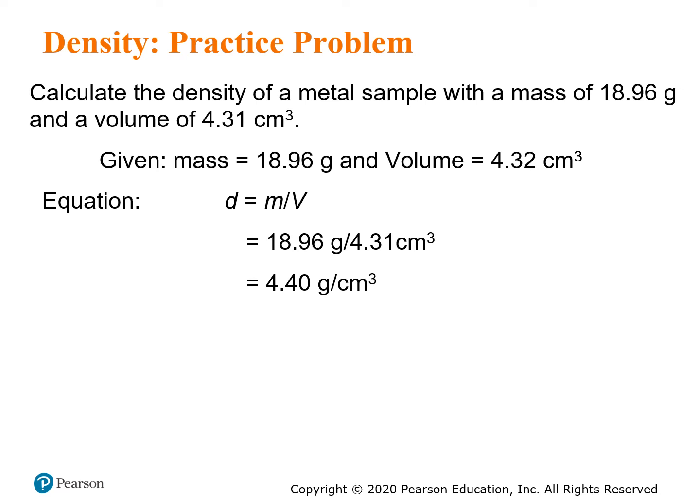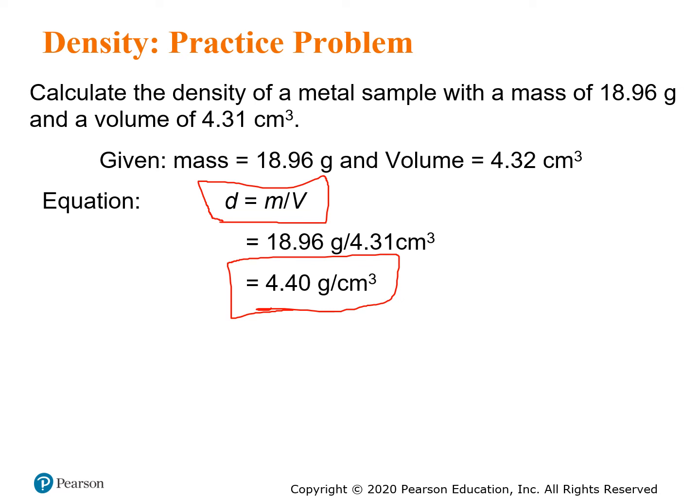Another problem, when I was talking to you about density, this is what I meant. If you have a problem where you have to find the density of a metal with the mass of 18.96 grams and volume of 4.31 cubic centimeters, I will again write down what is given, which is mass and volume, and then my equation is density is mass divided by volume, and I do the calculation, and this is going to be my density, which is 4.40 grams per cubic centimeter.